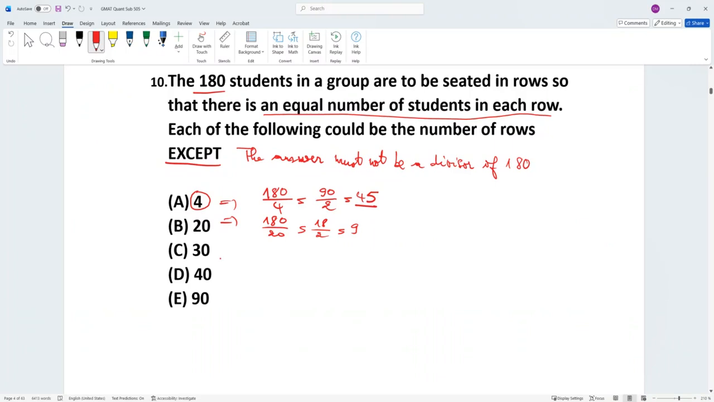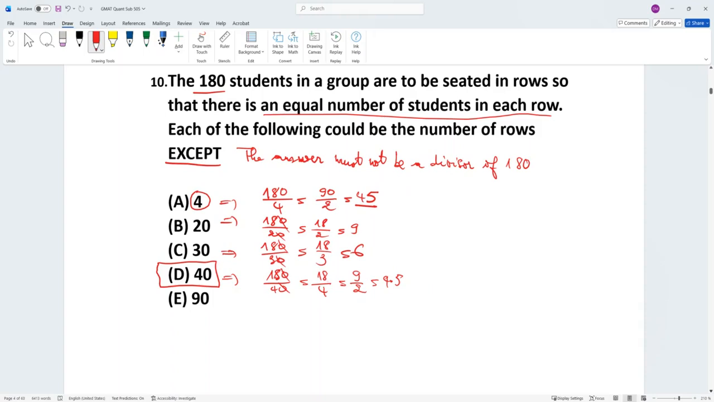Let's try 30. 180 over 30 is 18 over 3, because here we simplify just like we did before, and it's equal to 6. So 30 is also not the answer. Let's try 40. Then we simplify like this. We have 18 over 4, then we have 9 over 2, which is equal to 4.5. So this is definitely our answer.